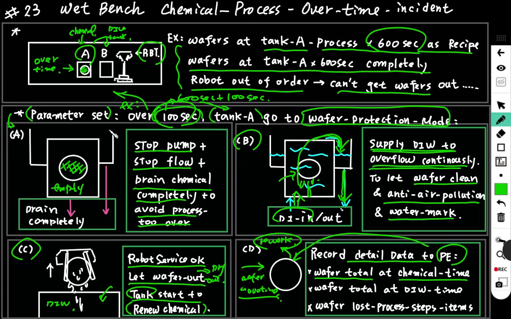and including how much time it took to drain the chemical completely. So we count the total time the wafer was sinking in chemical. This is our chemical overtime record, and we've got to know the wafer's total time in DI water.